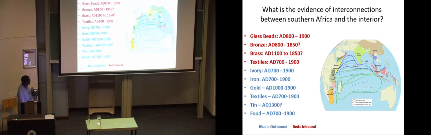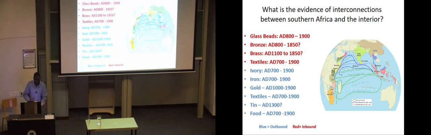So just to summarize, what is the evidence of interconnections between Southern Africa and the Indian Ocean? We have glass beads for that duration, bronze. We also have brass. So brass is a complete import, no zinc was exploited pre-colonially in Southern Africa. Then textiles, ivory, gold, and so on. And this is just a schematic representation showing us the trade routes, the inbound as well as the outbound. So that is some of the commodities.